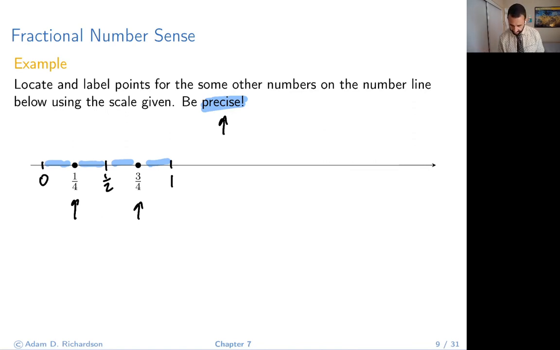Let's try it. Let's see. This length right here is length 1. Let me highlight it. That's length 1. So what I need is another one over here. And we can be pretty precise. Eyeball it. Yeah, that looks about right. Like right there. Boom. There we go. That's pretty precise, right?